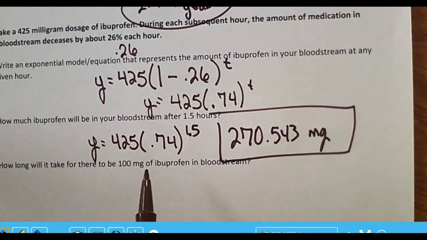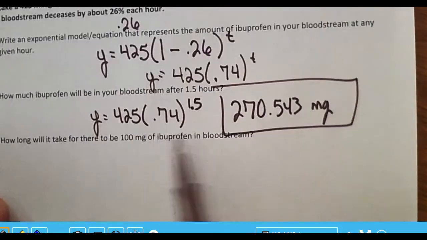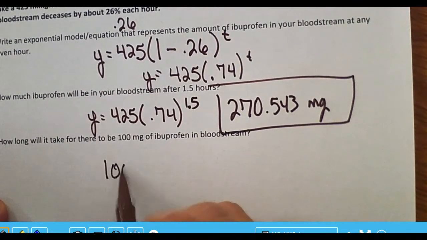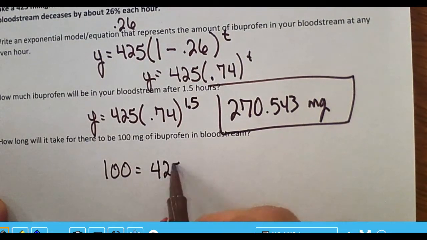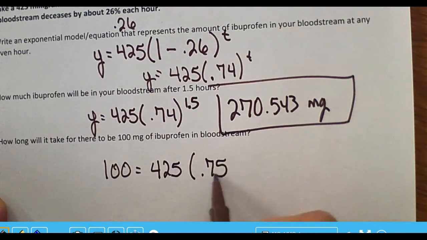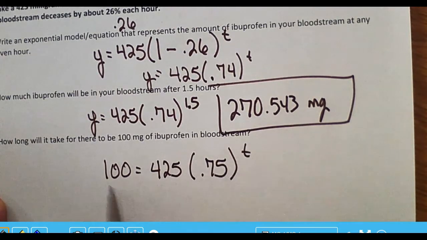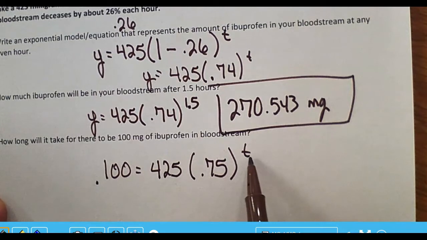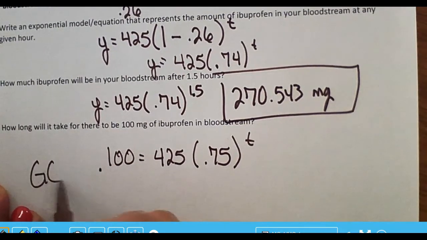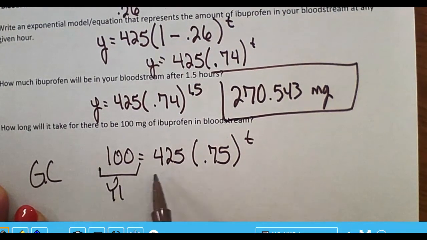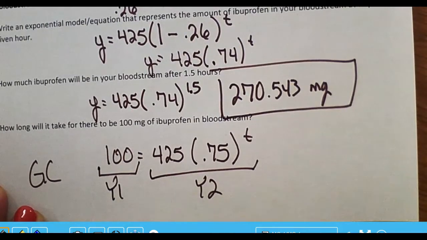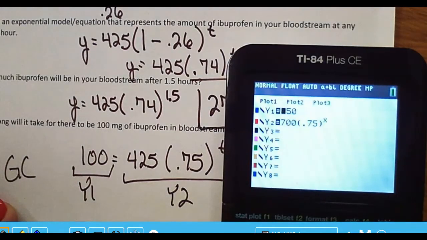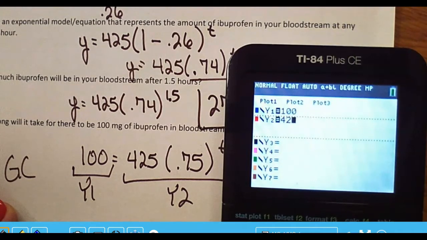All right, now how long will it take for there to be 100 milligrams left? So that means I'm going to go to the y equals and put that in because that's my new amount. And I'm going to put my exponent back as t because that's what I'm looking for. So again, you don't know how to solve for an exponent yet, so this will be strictly graphing calculator. Put 1 into one y, put 1 into another y, any way y you want. So I'll put 100, and then the 425 with my amount to an x power.